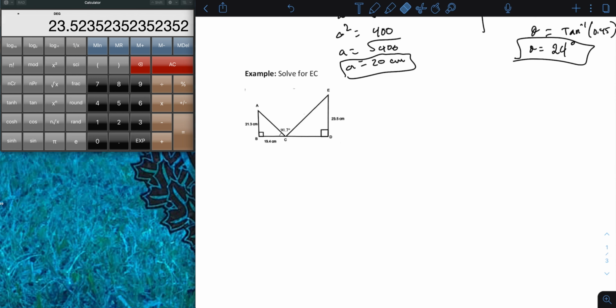Okay, I want to be able to solve for EC in this triangle here on the right. EC is the side I'm looking for. Now here's a sticky point with this question. It's not necessarily clear. 91.7 degrees is the angle from here to here. I don't know this angle and I don't know this angle.